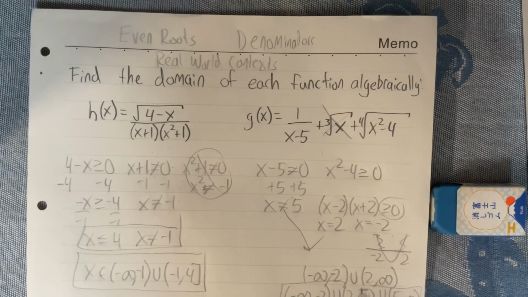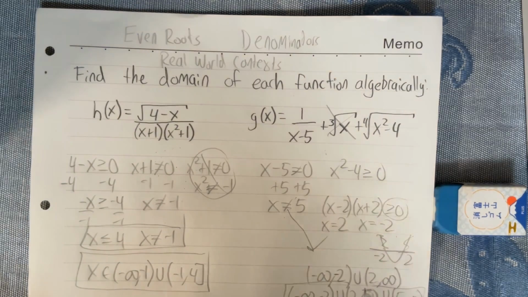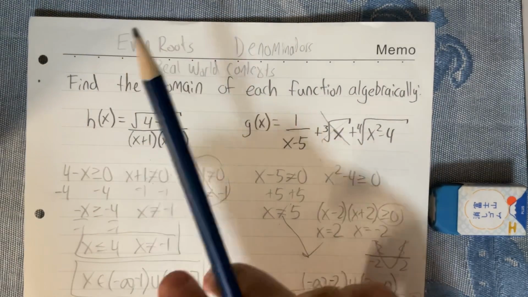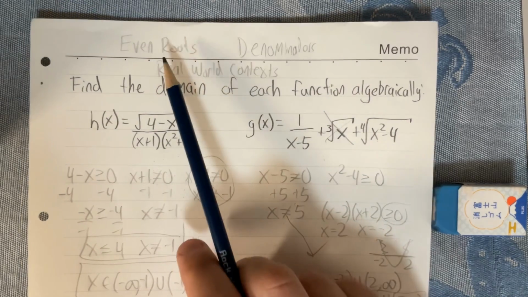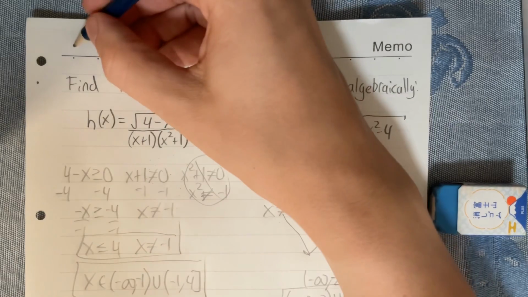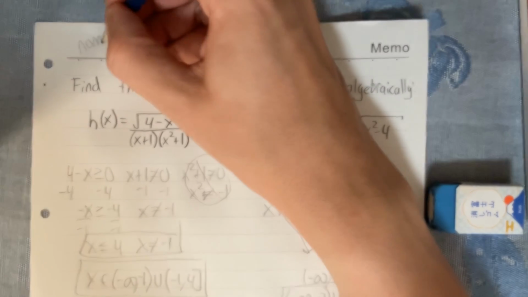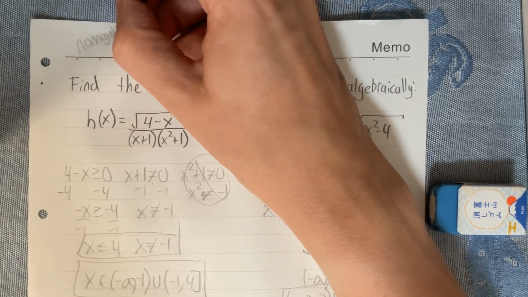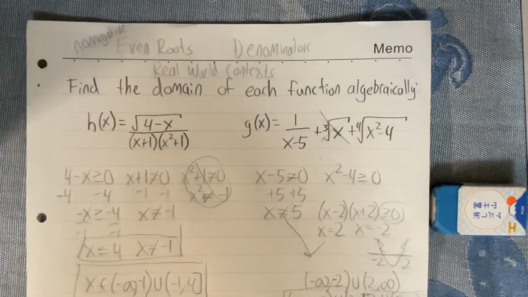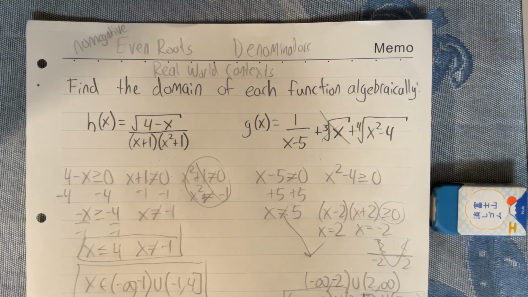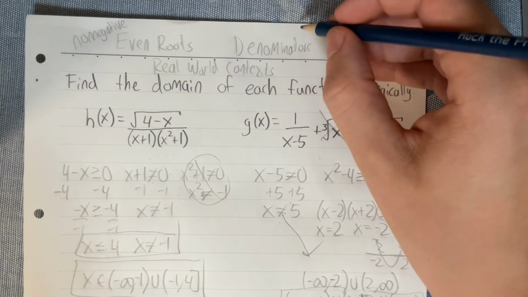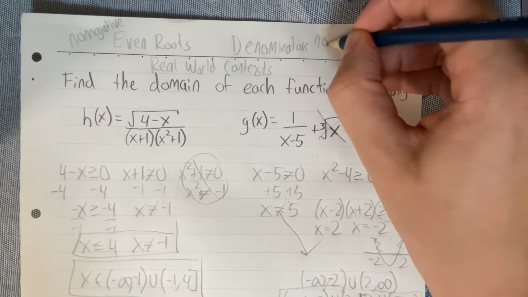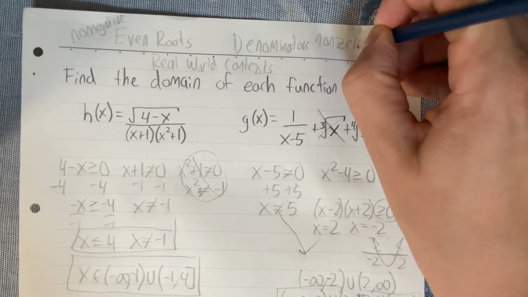So, for algebraic domains, there's two important things we focus on in Precalculus A. Even roots must be non-negative. They can be 0, but they cannot be negative. You can't take the square root of a negative when we're talking about functions, because functions have real outputs, not imaginary. And the denominators must be non-zero, because you can't divide by 0.